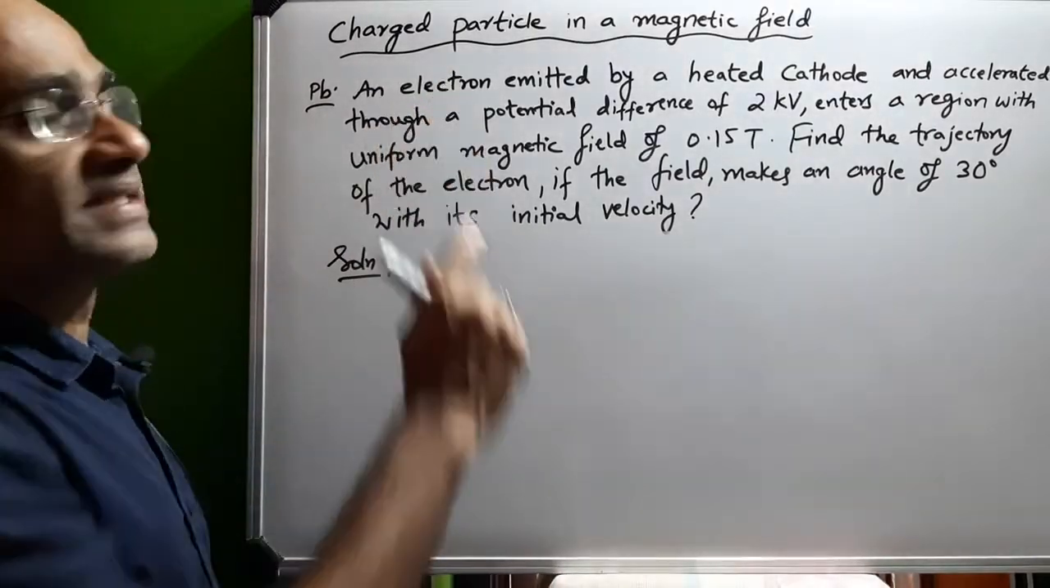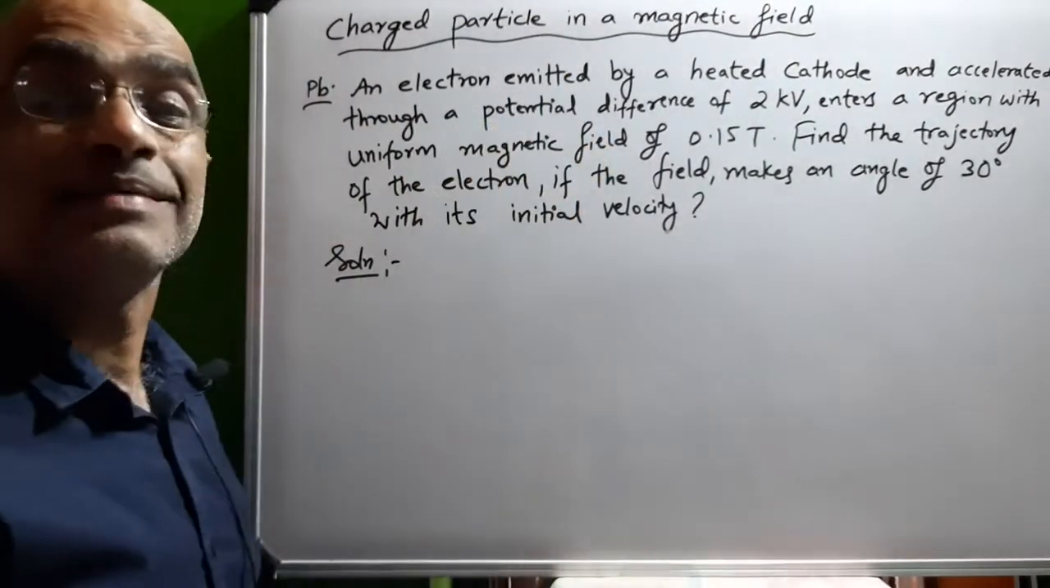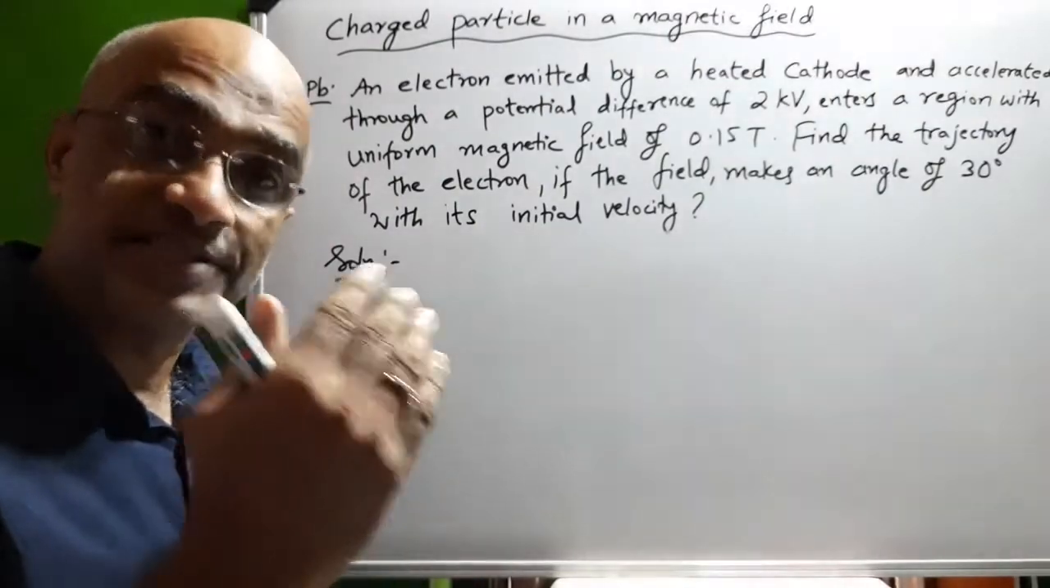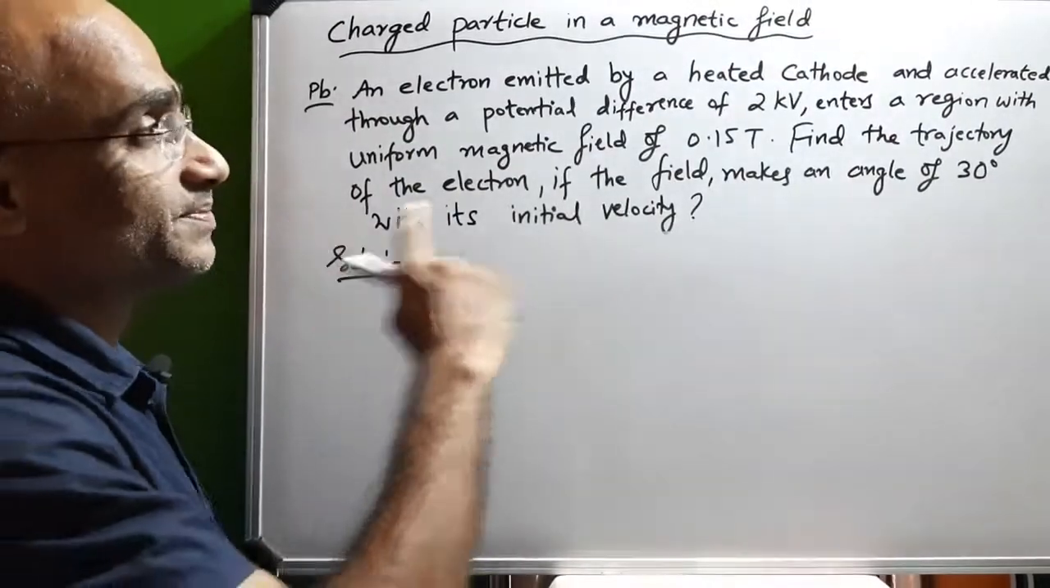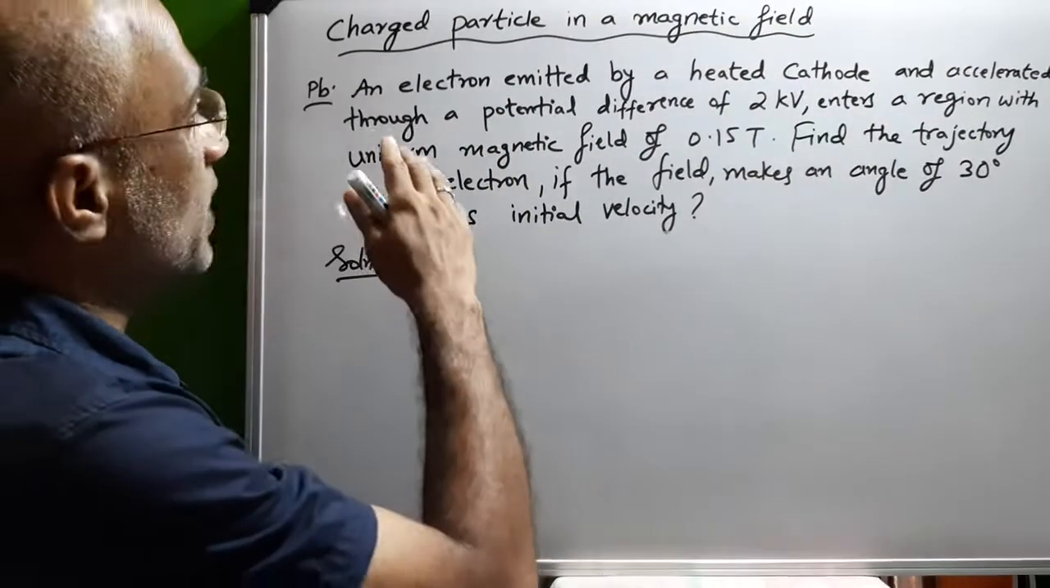Today we will discuss the behavior of a charged particle in a magnetic field. I mean the trajectory or the path that is going to be traced by the charged particle when it is being sent into the magnetic field. We have a problem for this.